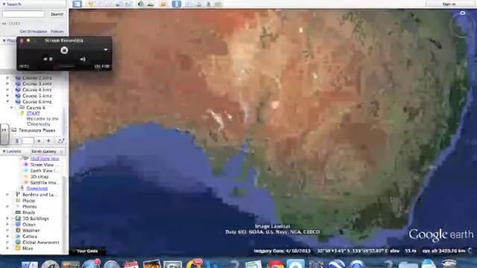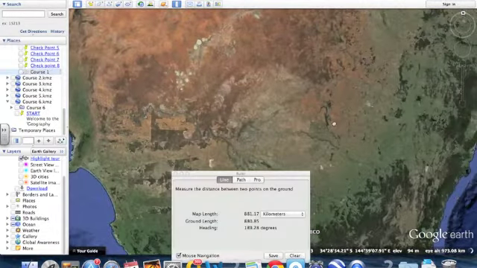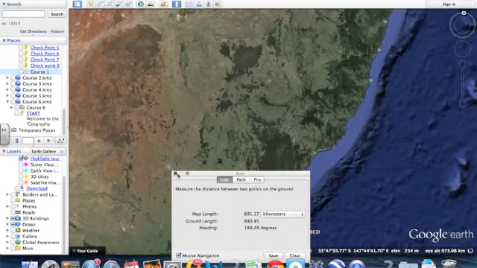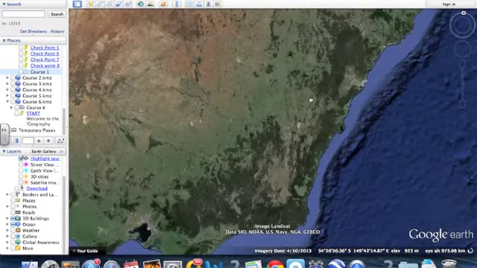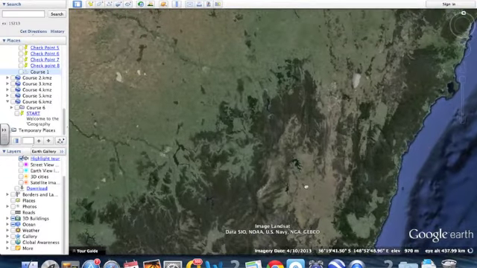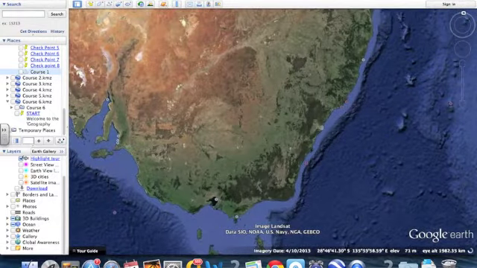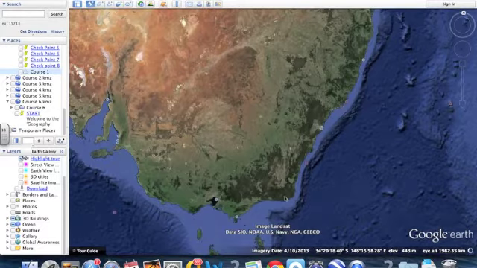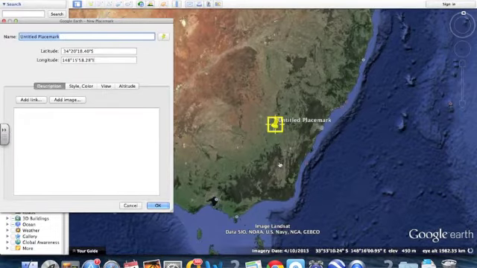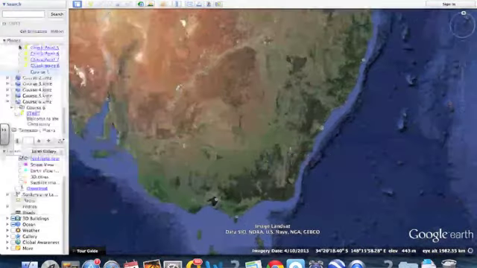If I zoom in, you can begin to see the area that I'm talking about. I'll just close this here and keep zooming in. And Mount Kosciuszko is basically right in here. So I'll zoom back out. We might put a place marker there to note where it is. So it's down here, roughly. Okay. Mount Kosciuszko.